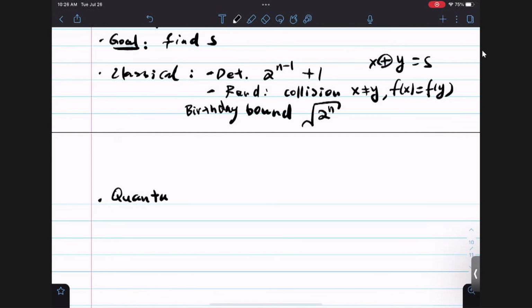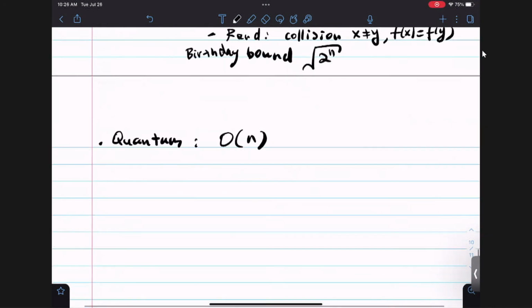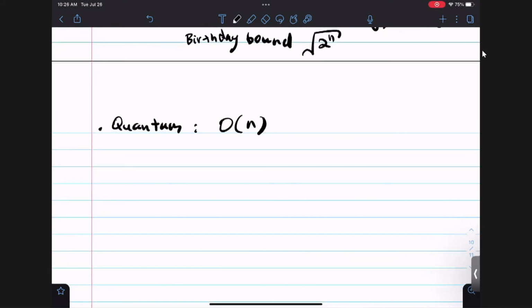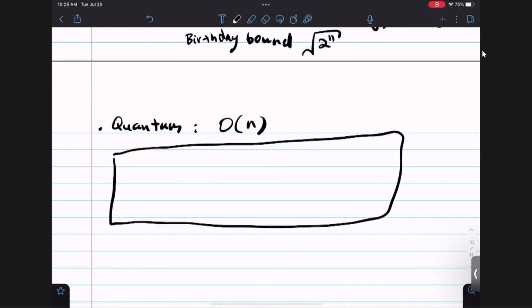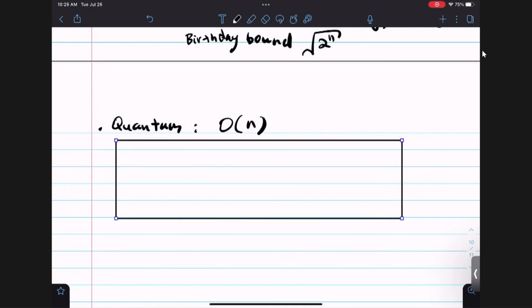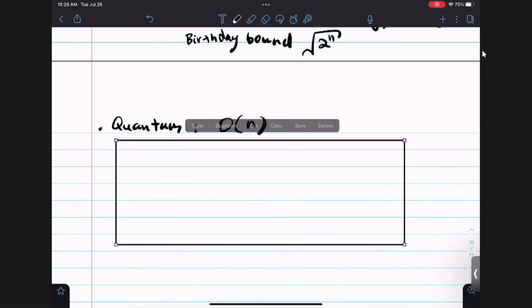Now, here comes the exciting part. There's a quantum algorithm that can find S in a linear number of queries, big O of n. And that's Simon's algorithm. So let me introduce you to the algorithm, and then I think we can take a break. While I'm writing down the algorithm, I want you to appreciate that this is going to be an exponential speedup.